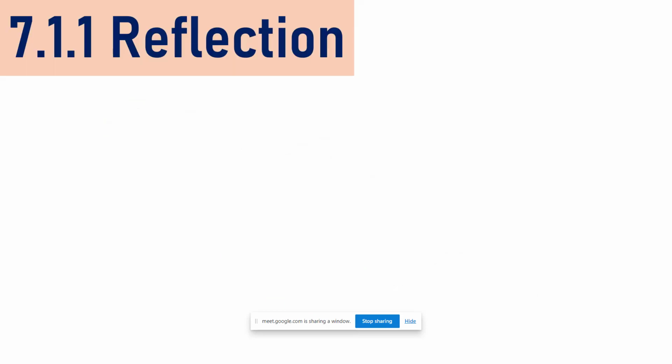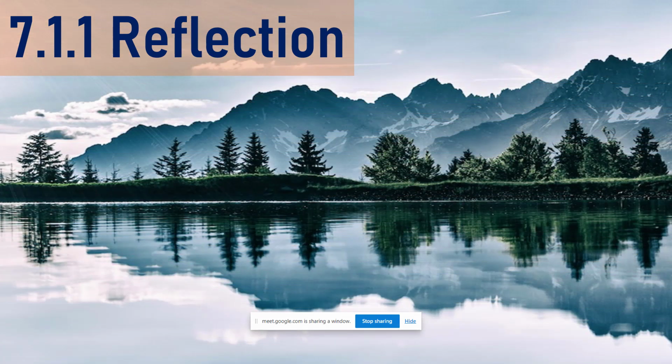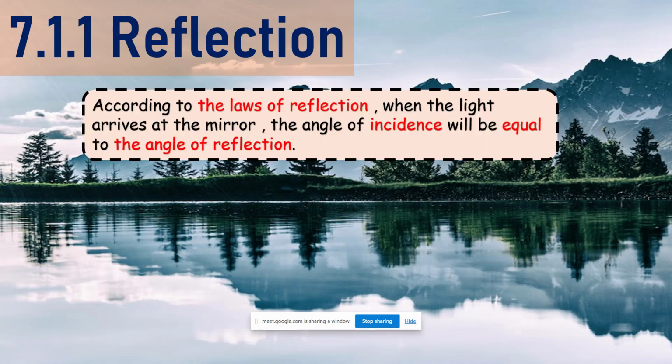See the next one. Reflection. Look at this. Can you see it? The mountain, and you can see the mountain from the water too. Why can we see it? Because of the reflection. According to the law of reflection, right?